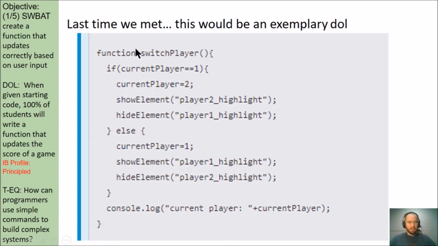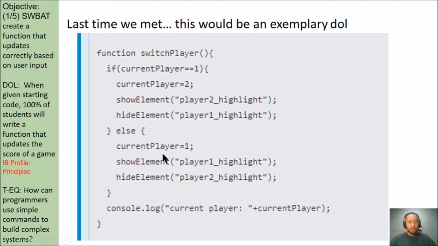So what this does is if the current player is equal to 1, then it's going to take that current player variable and go ahead and change it to 2. And then it'll show on the app itself a player 2 highlight. So that gray box is going to pop up on top of the label player 2. And then for the label player 1 that's already highlighted, it's going to go ahead and hide that highlight, hide the gray box. And that's all going to happen if the current player is 1. So it's just switching the player from 1 to 2.